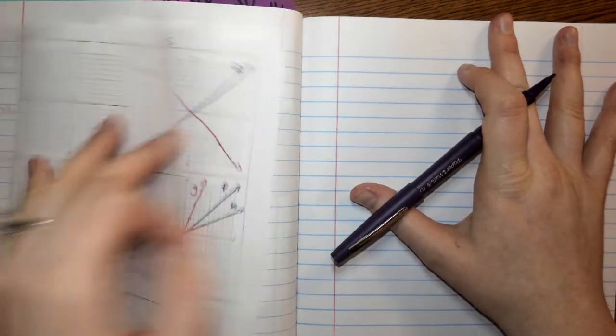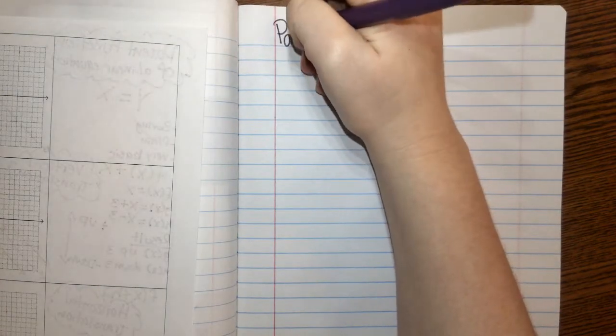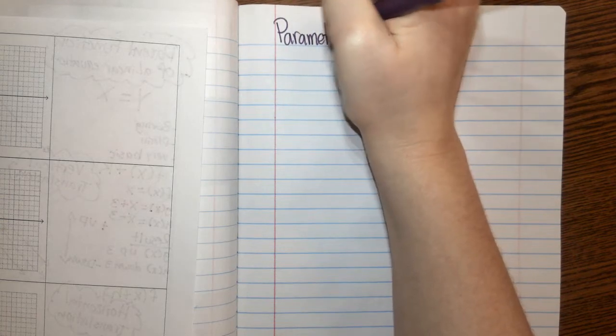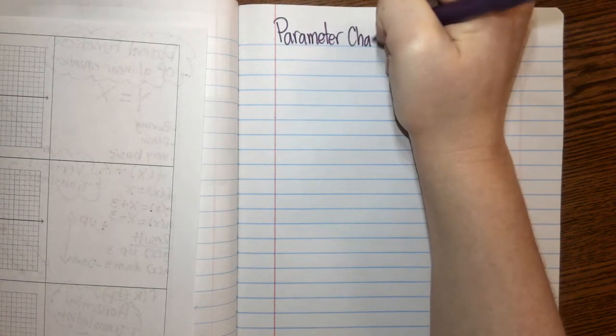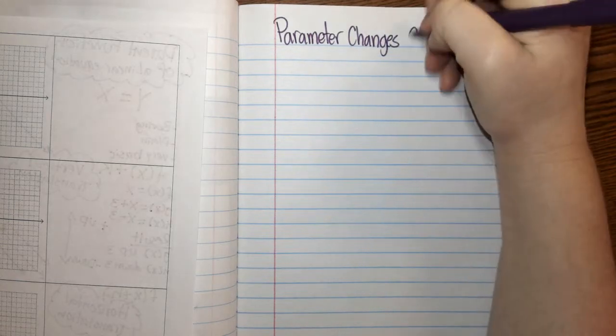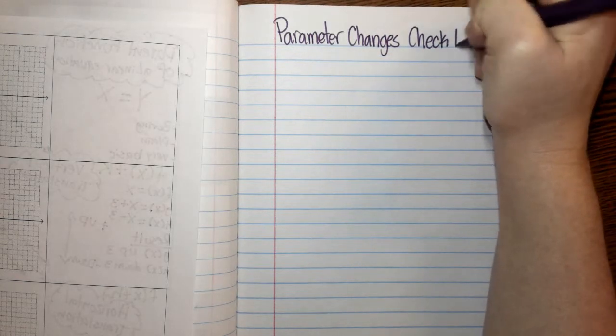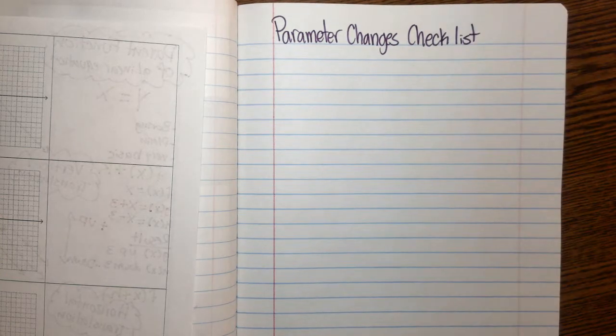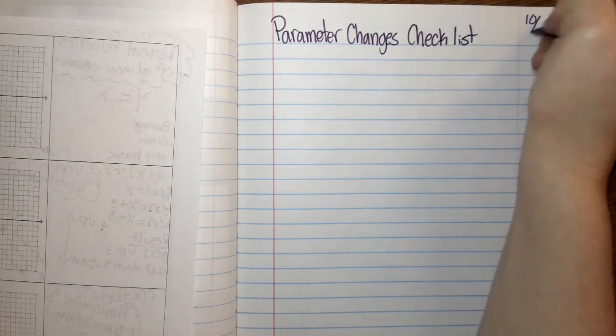Okay, so I'm going to go ahead and start writing, and I need you to stop talking. I'm going to make a checklist. I'm going to glue this in over here later. We will glue it in later. Don't do it right now. To make it a little bit easier for you, I'm going to give you a checklist to check for those parameter changes. All right, so this is our parameter changes checklist, and today is the 23rd.